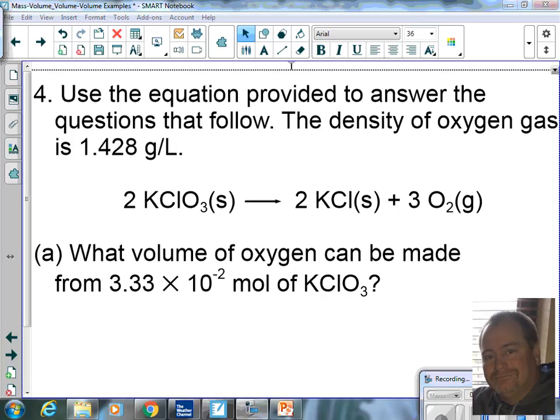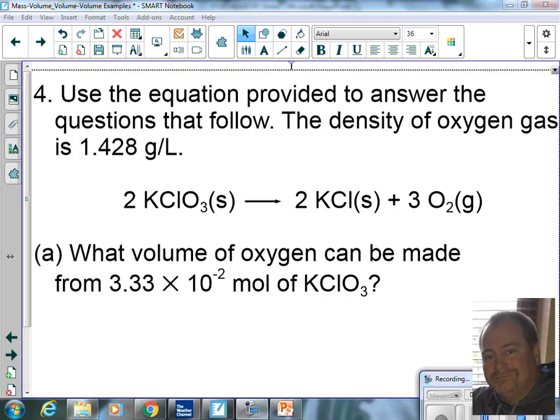Now this problem, ladies and gentlemen: use the equation provided to answer the questions that follow. The density of oxygen gas is 1.428 grams per liter. Now, they give you the density for some reason, so just store that in the back of your mind. Why did they give me the density? Well, it says, what volume of oxygen can be made from 3.33 times 10 to the minus second moles of potassium chlorate?